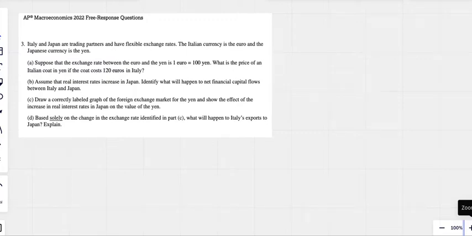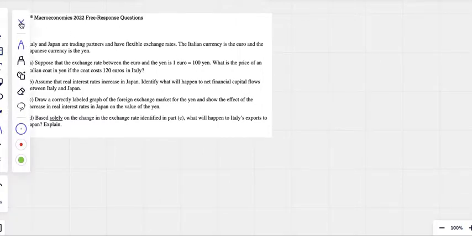Controls here. All right, let's do 2022 question number 3. This is set 1, by the way. Set 1.